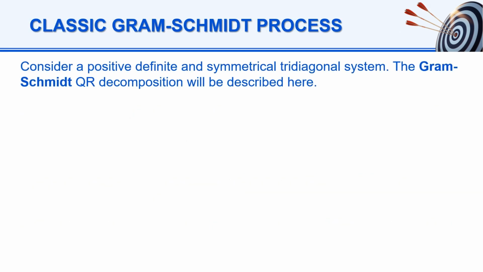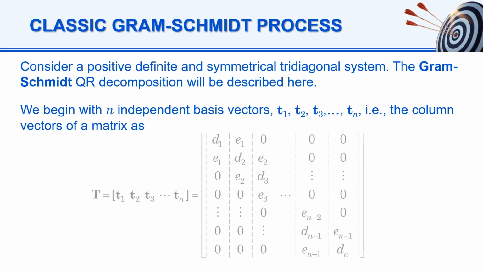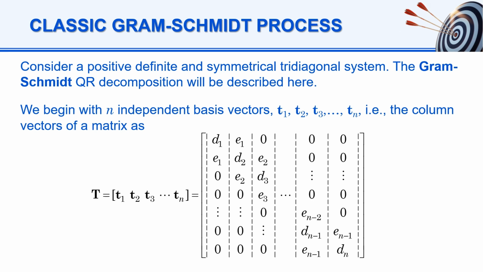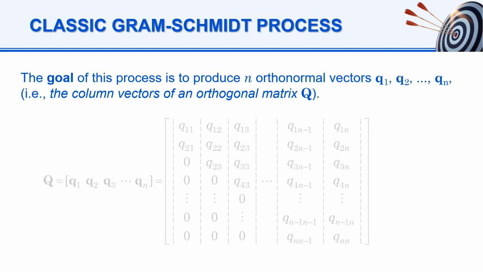Consider a positive definite and symmetrical tridiagonal system. The Gram-Schmidt QR decomposition will be described here. We begin with n independent basis vectors, T1 through Tn, i.e., the column vectors of a matrix as illustrated below. The goal of this process is to produce n orthonormal vectors Q1 through Qn, i.e., the column vectors of an orthogonal matrix Q.